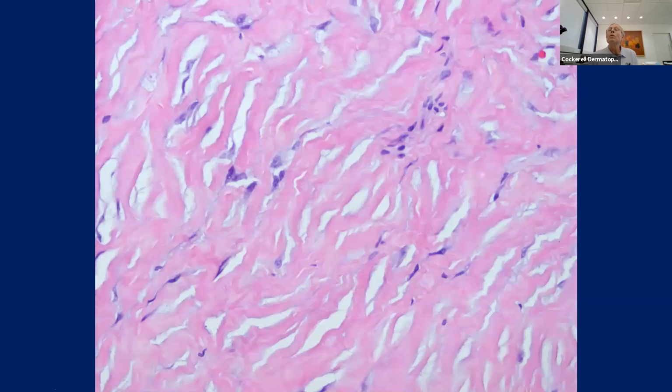So I don't know if anybody wants to write in the chat box what you think the diagnosis is. Presumably, hopefully people got the answer correct. Yeah, we got a few folks that are answering. Good. Sclerotic fibroma. So I put fibrotic scleroma. It's like the opposite of the approach, but yes, this is a sclerotic fibroma, very good.